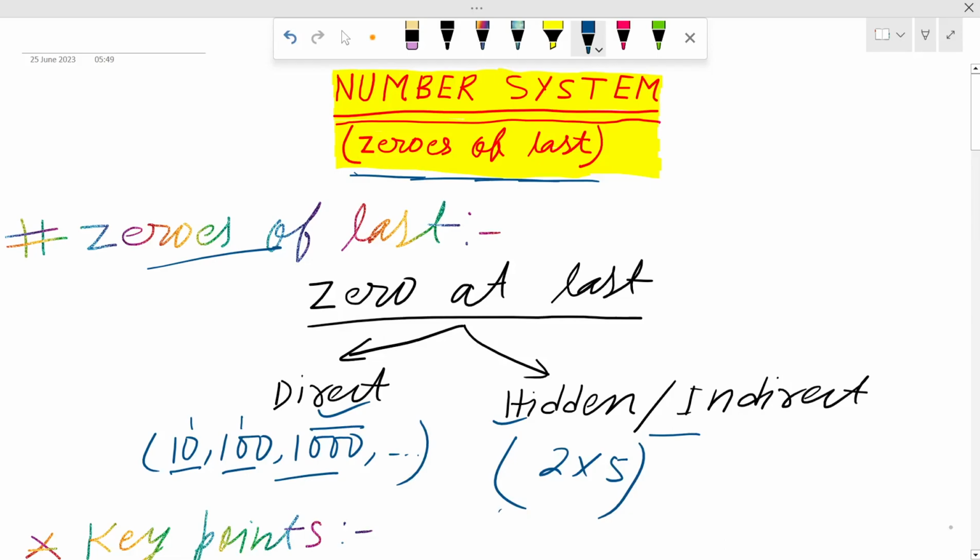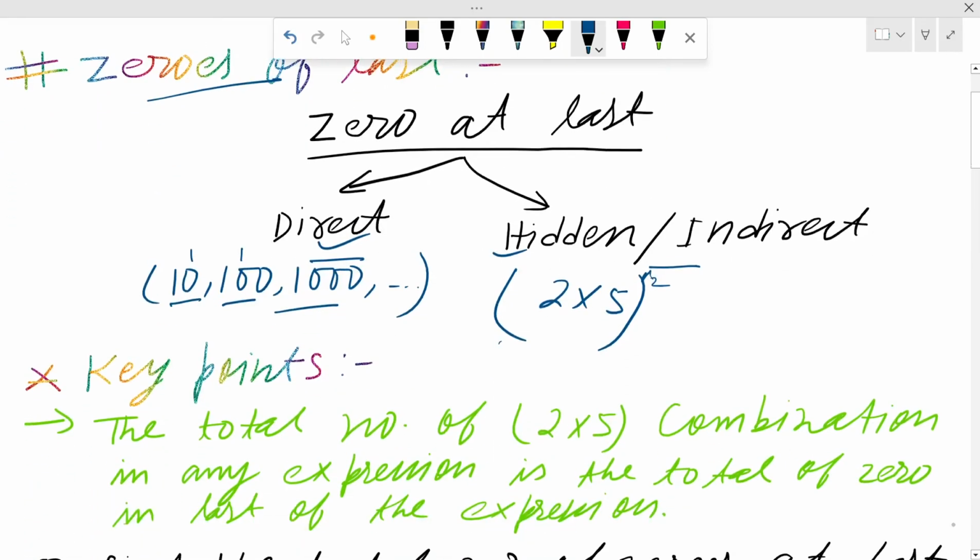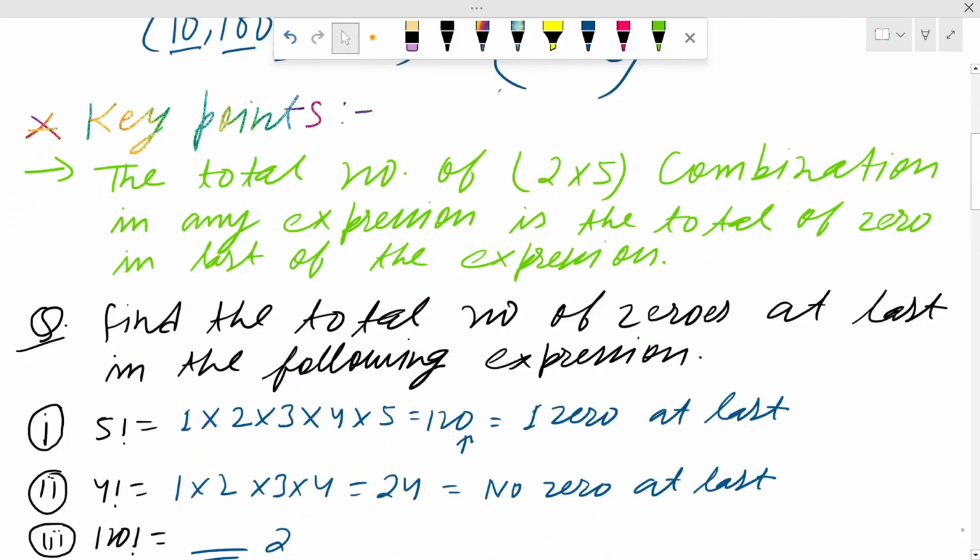Another thing is the 2 into 5 combination. If you need to find the number of zeros in any expression, 2 into 5 to the power 1 means 10, and to the power 2 means 100. Look at the example to clear the concept. Key point: the total number of 2 into 5 combinations in any expression gives the total zeros at the end of the expression. I told you earlier that all of this depends on the 2 into 5 combination.